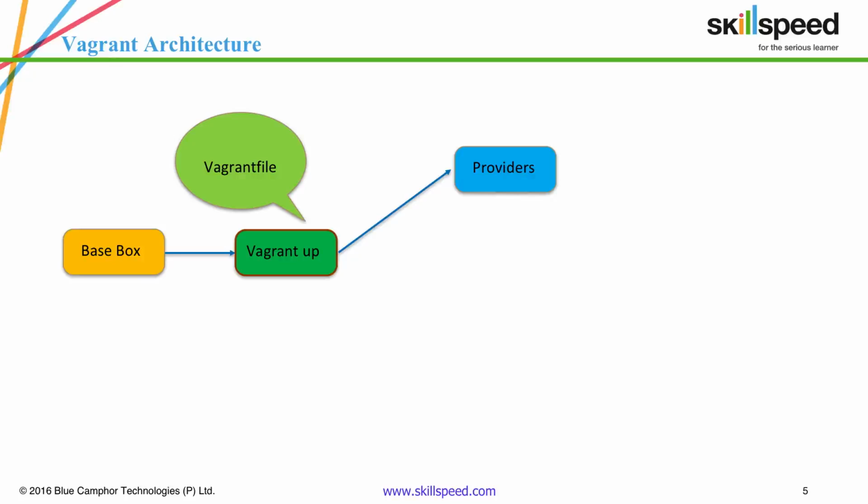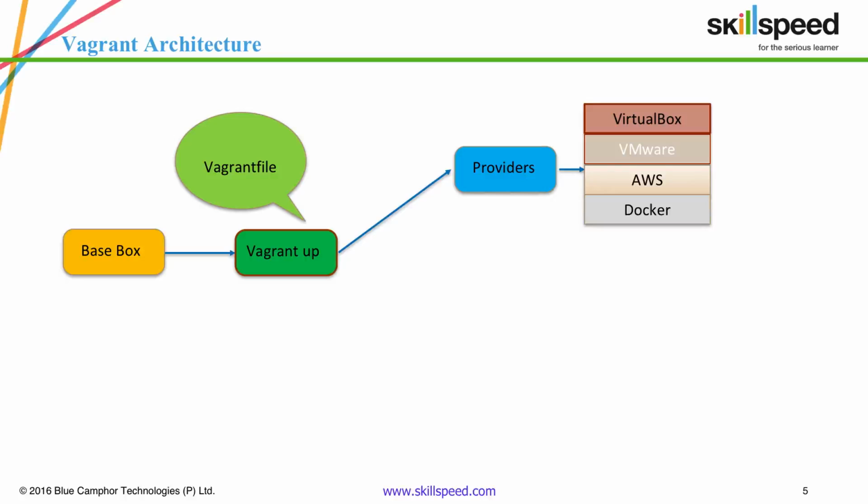Now, Vagrant architecture has two important elements. One is the providers. Providers are nothing but the actual virtualization platforms which we have been working with for so long now, like VirtualBox or VMware or AWS. Even Docker can be a provider for Vagrant.